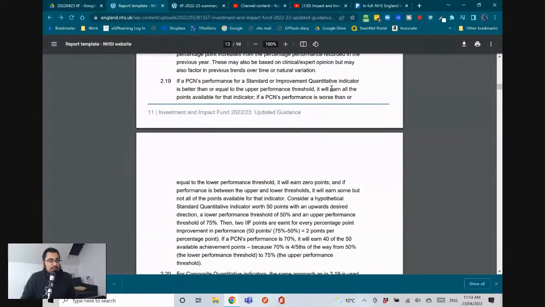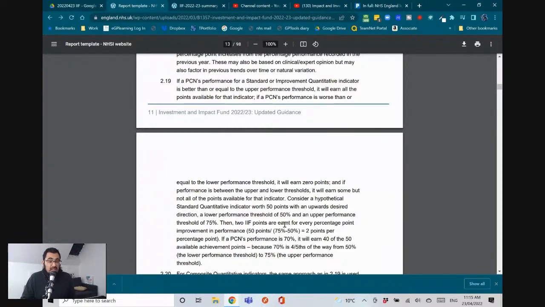So for a standard or improvement qualitative indicator, it's basically based on whether or not you've got towards the upper threshold or not. And a standard one is whether you've, as far as I can understand, achieved the improvement based on the criteria, the levels and stuff. Whereas improvement one is how much of it you have done. So in this one, it talks about a hypothetical one, where a standard qualitative indicator is worth 50 points with an upward desired direction. So you're aiming to improve things. And a lower performance threshold of 50% and an upper performance threshold of 75%. So those are the two thresholds.